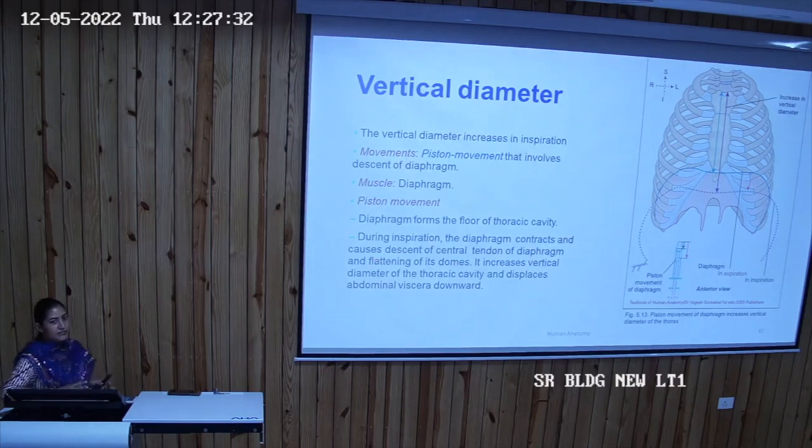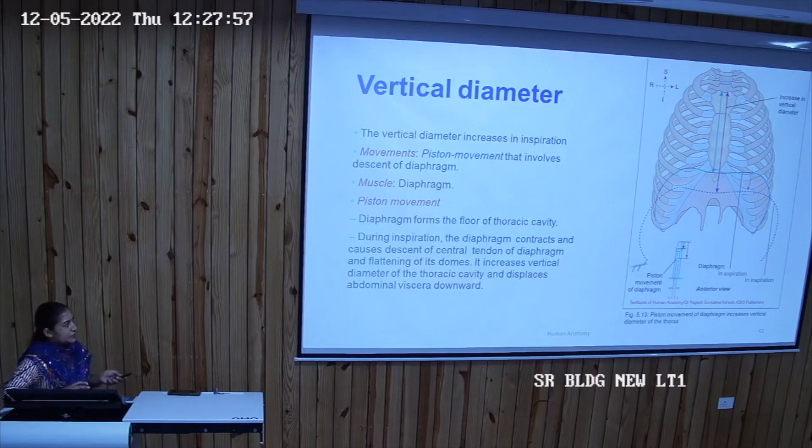When you study the diaphragm, you will know it is a musculo-tendinous structure. Centrally, the tendon is present, and along all the circular structures, it is filled with muscles. All the muscles are converging onto the tendon. So the central tendon is present in the diaphragm, and it will descend downwards. This will flatten the domes.